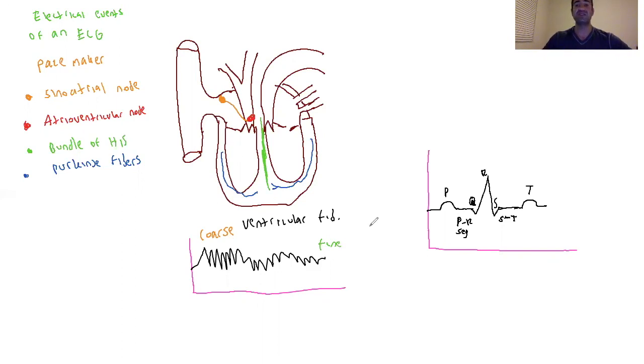And eventually, if something is not done, then it is going to become finer and finer until you reach a stage called asystole. Asystole is the absence of electrical activity in the heart. So it's going to look like this. It's going to be the flat line that you see on TV. We call this asystole, the absence of systolic activity.